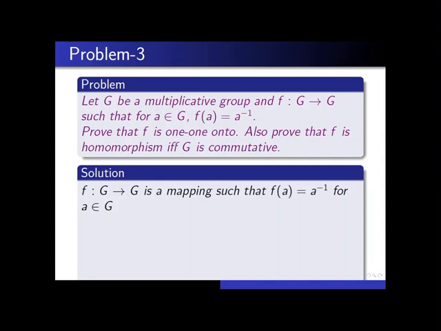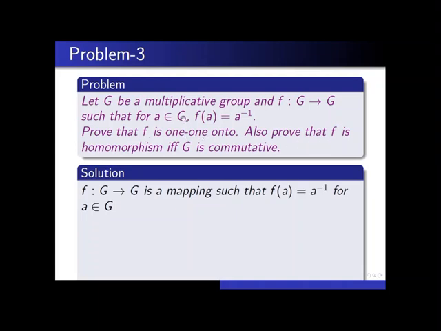Now let us take another problem. Let G be a multiplicative group and f maps G to G such that for a belongs to G, f of a is equal to a inverse. G is a multiplicative group, that is, multiplication is the binary operation here. And G to G is defined as f of a is equal to a inverse. That means if we take any element 2, 2 inverse is the image; if there is an element 3, 3 inverse is the image. Prove that f is 1-1 onto.